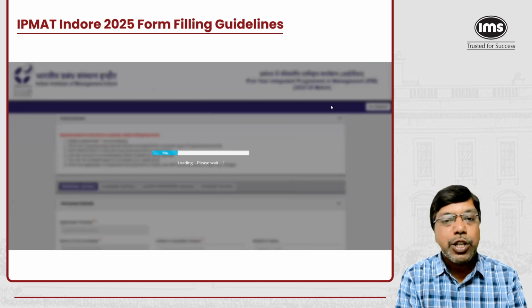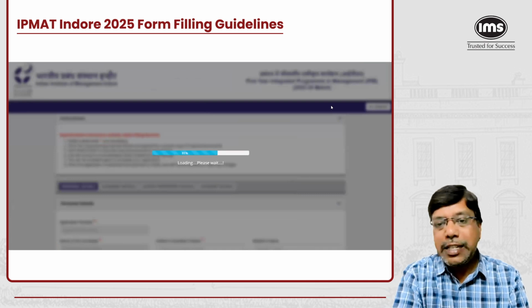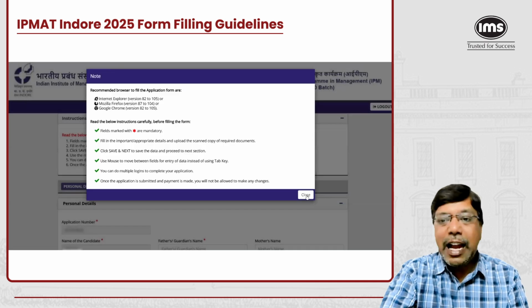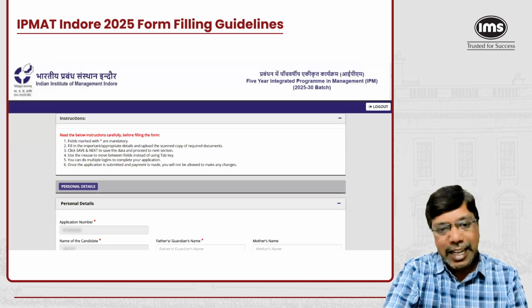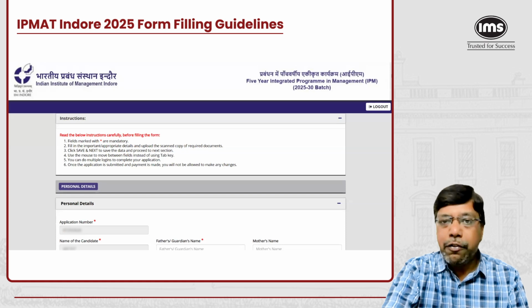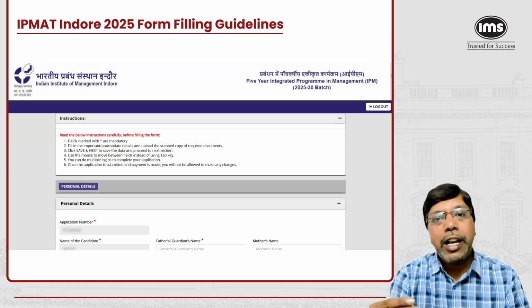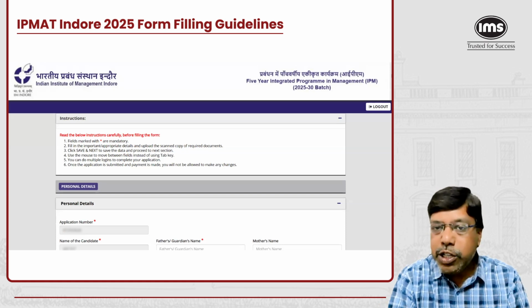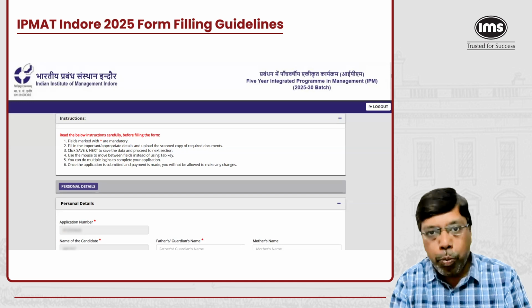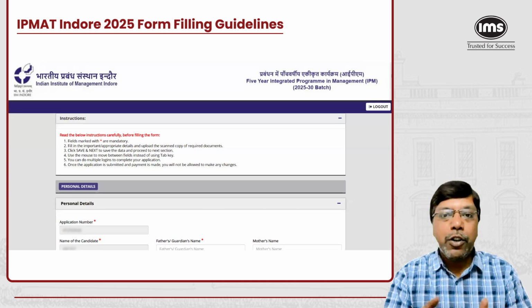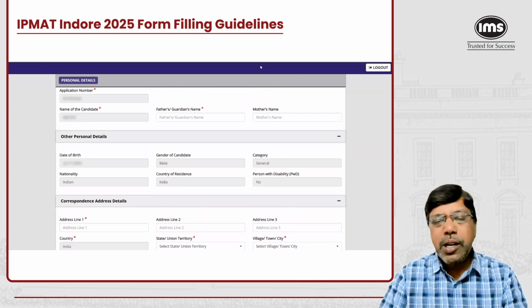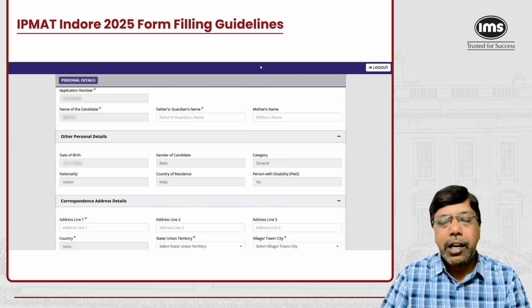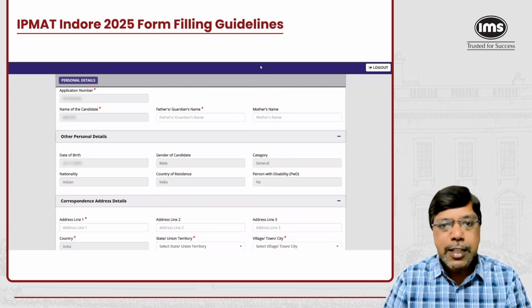Now the application form loads, which has different sections. And we will start with the first section where we have to input the personal details. Now, some of the information which you have already filled during the registration process will be auto-populated here. You will have to fill up the remaining details. Now, application number and name of the candidate are taken from the registration process.